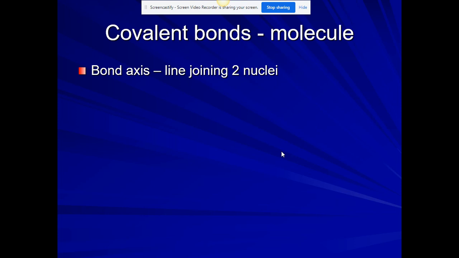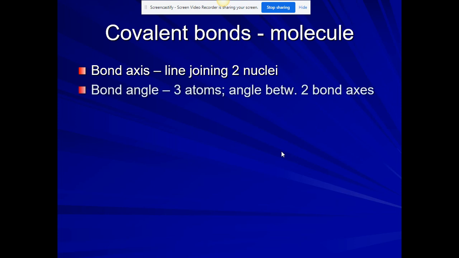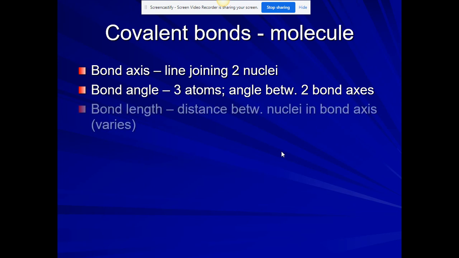We're talking about just the axis, the line joining the two nuclei together. From there we can figure out the angle, and that's what we did with VSEPR theory, the angle between the two bond axes. Remember, we had 120, 109.5, and all that fun stuff. So we can figure out what the angle is with that. And we can also now figure out the distance, that entire bond length, the distance between the nuclei.